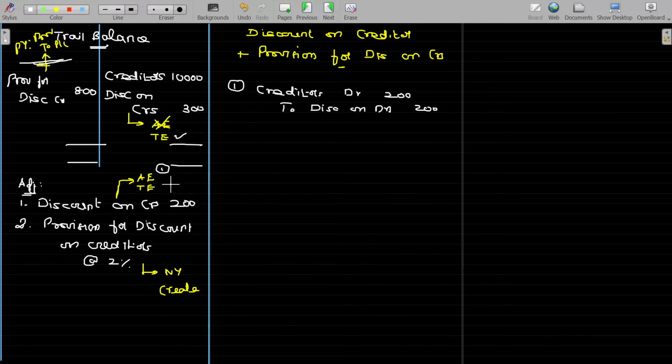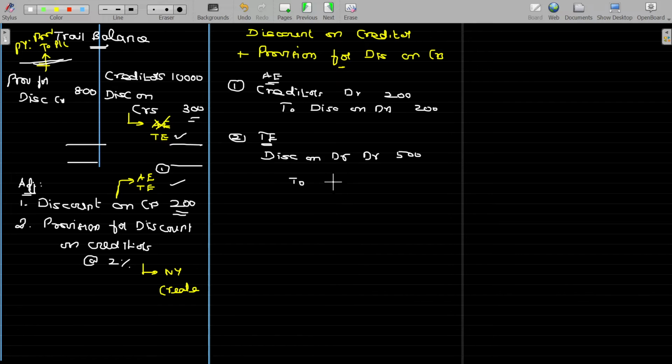Next entry is all about the transfer entry. While transferring the discount on creditors, we have first to transfer to the provision for discount on creditors if it exists. Else you can transfer that to P&L account. The first entry is the adjustment entry. Now this is the transfer entry. In the transfer entry, discount on creditors account should be debited. The total value being ₹200 newly created, already ₹300 available in discount on creditors. The total discount on creditors available being ₹500.